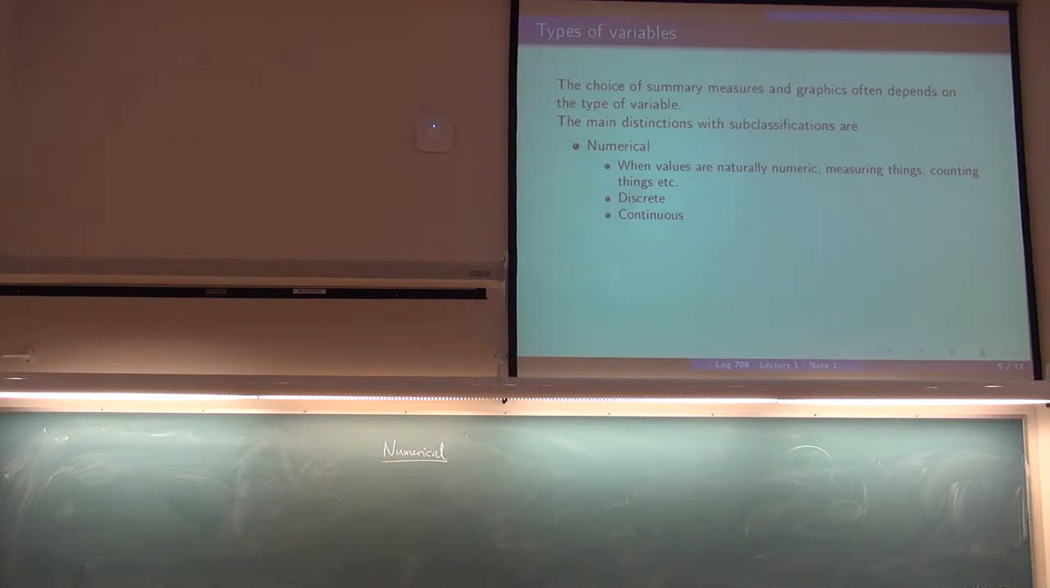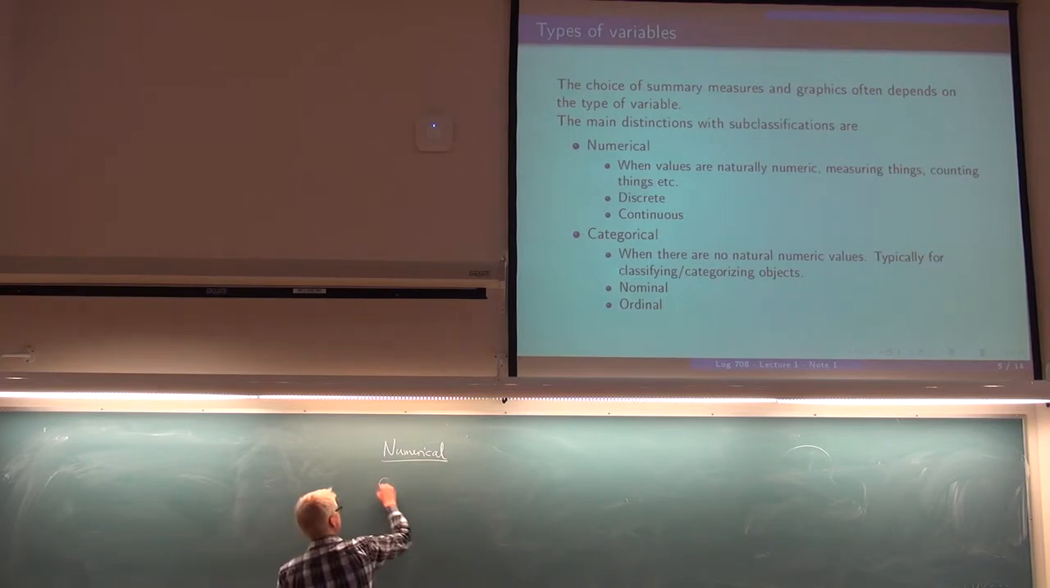And let me see. We will go into these distinctions a little bit more in detail later, but there are two types of numerical variables, one called discrete and another called continuous variable. So those are kind of subclasses of the numerical. Then the other big type of variable is what we call categorical variable. I will come back to that on the next slide. So we have numerical and categorical.